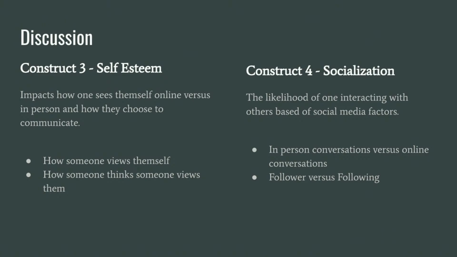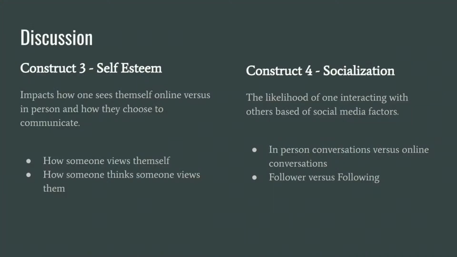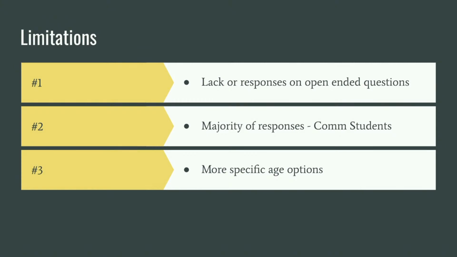Our third construct was self-esteem, and this impacts how one sees themselves online versus in person and how they choose to communicate. So, for example, people might feel more confident speaking online to people versus having face-to-face interactions. And then our construct 4 that we evaluated was socialization. So the likelihood of one interacting with others based on social media factors. And this kind of just came into play when we started thinking about COVID-19 and the pandemic and how socialization kind of went down.